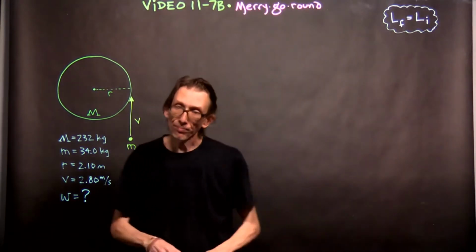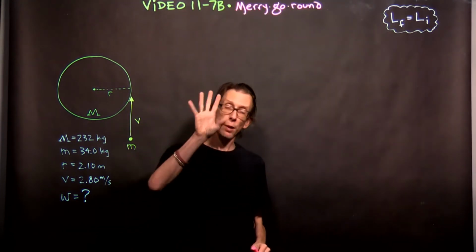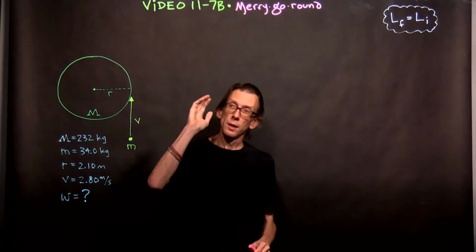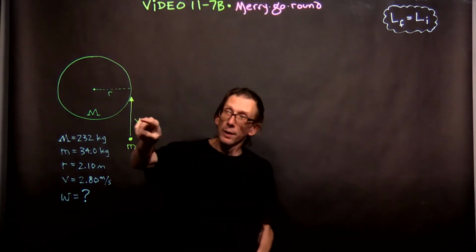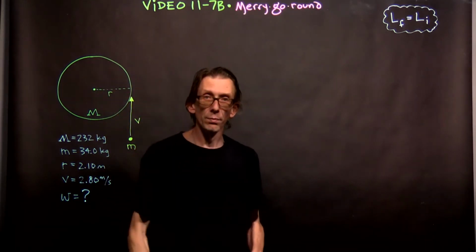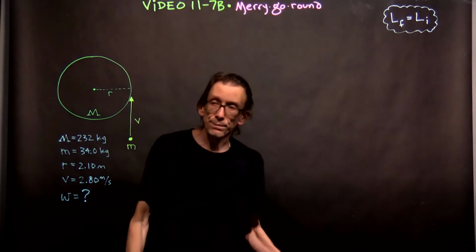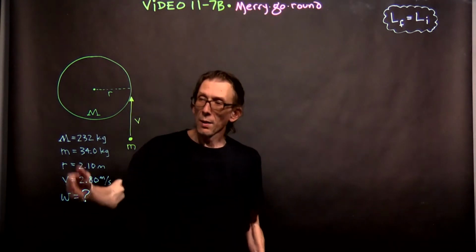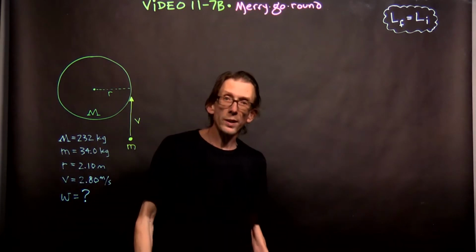Okay, so last example here of angular momentum conservation. I didn't draw the details, too complicated, but this is a merry-go-round. Bird's eye view, merry-go-round, sitting still, nothing happening, just sitting there in the playground somewhere. It's got a mass of 232 kilograms. It's got a radius of 2.10 meters.